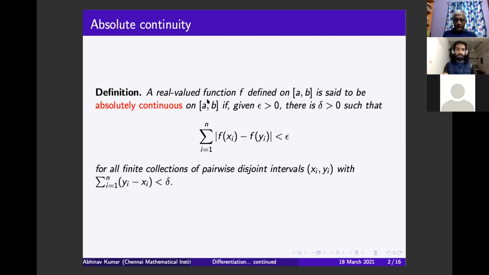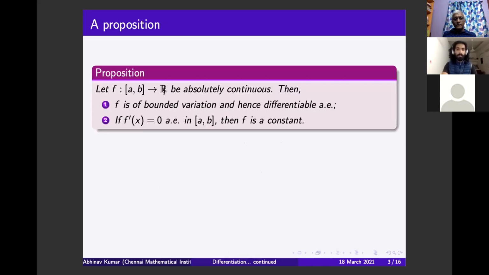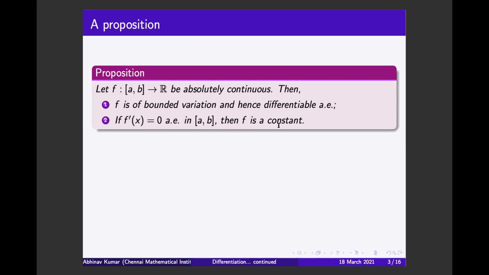So this is a definition we needed to begin with, and now we have a proposition. This basically draws out some implications from a function being absolutely continuous. If a function is absolutely continuous, then it is of bounded variation, and hence differentiable almost everywhere. This part will use theorems that Richik and Shreyam have proved. So all I will show is that it is of bounded variation, and then, now that it is differentiable almost everywhere, we can make sense of its derivative almost everywhere, and if it so happens that it is 0 almost everywhere, then it's a constant.